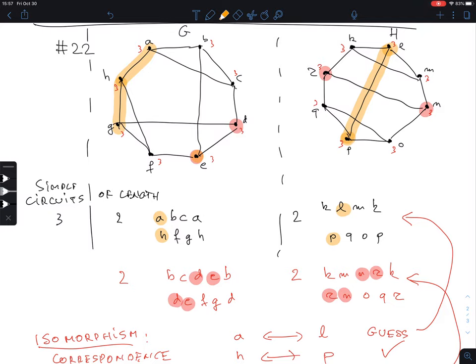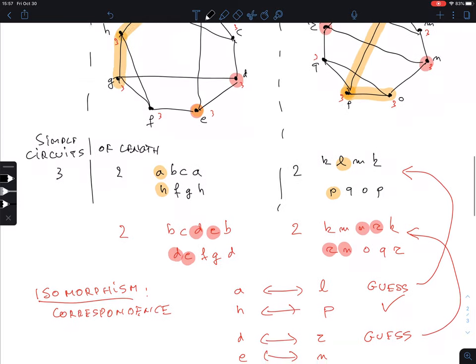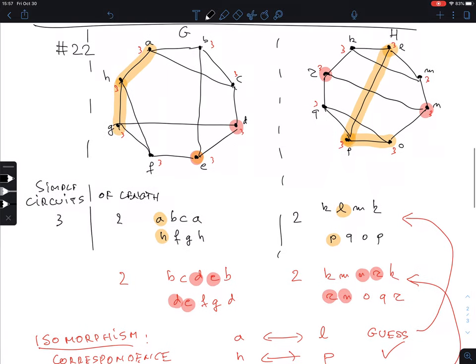I was going from L to P. So I'm going now from P to O, say. Okay? So under this correspondence, these are my new guesses, right? So I'm guessing that G should correspond to O. If these two parts are the same, I don't know yet.